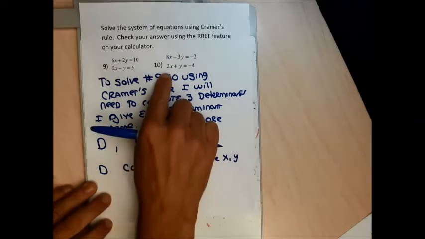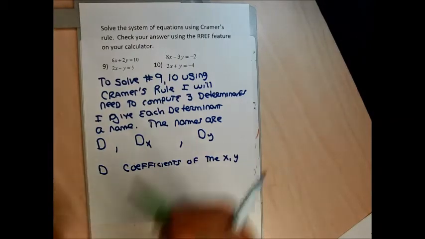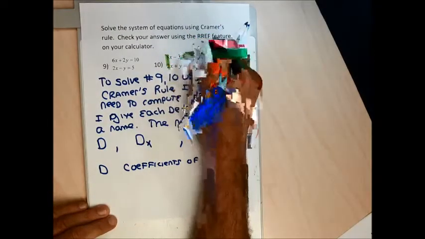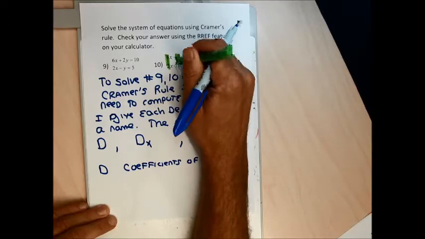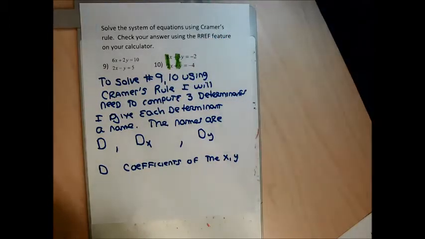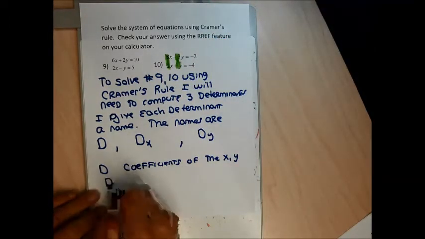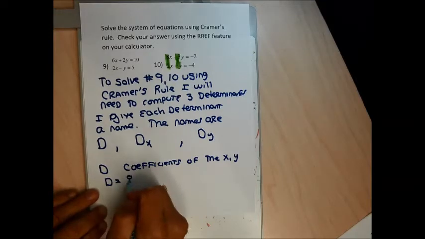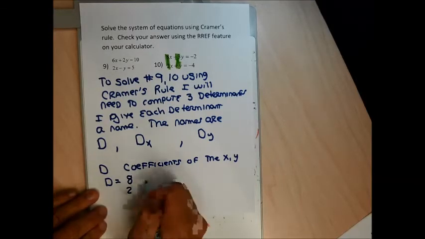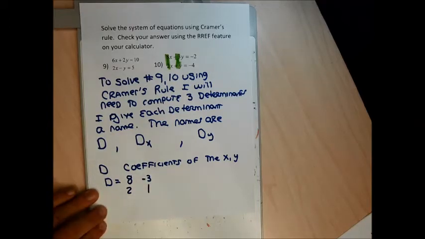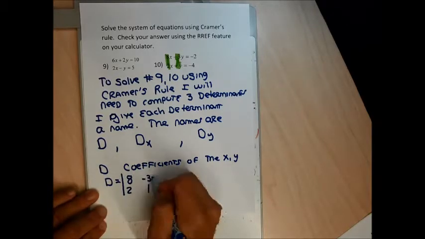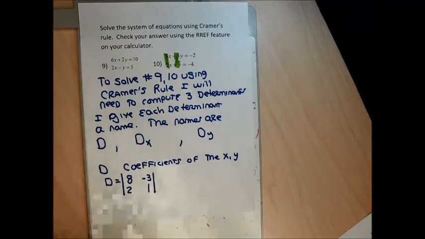So in this particular problem, the coefficients of the x's are 8 and 2. The coefficients of the y's are implied to be -3 and +1. So my D is going to be 8 and 2 and -3 and 1, and I'm going to find its determinant. Usually, if you're asked to find the determinant of a matrix, you put the matrix in something that looks like an absolute value. If I glanced at a matrix and I saw it in absolute value signs, that means to find the determinant.